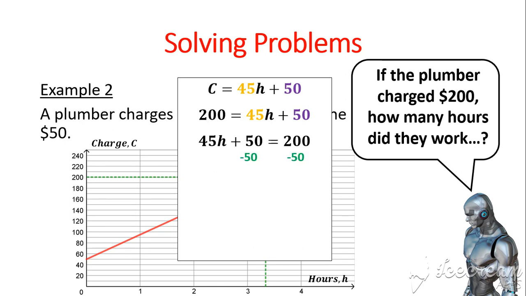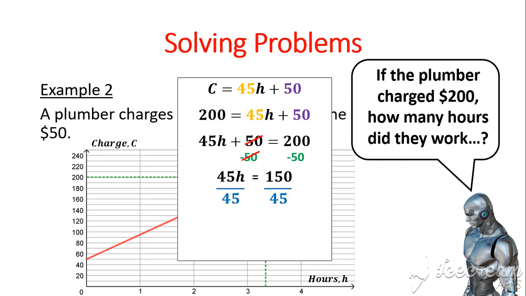Now I'm going to take 50 off both sides of the equal sign. Remember the way I like to teach it, whatever you do to one side, you do to the other, and I'm subtracting 50 off both sides to get rid of that plus 50. So the plus 50 and minus 50 cancel, leaving just the 45 times h. And on the other side, 200 minus 50 is 150. So I've got 45 times h is equal to 150.